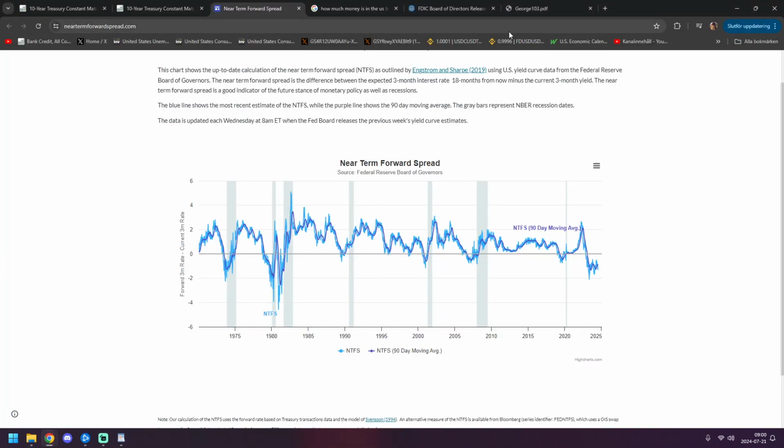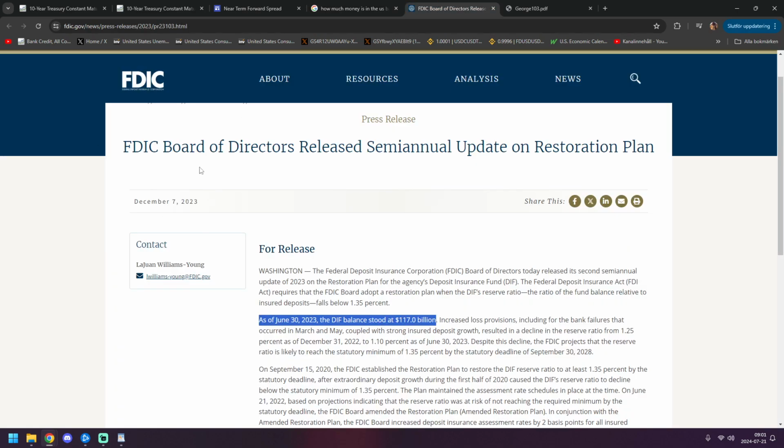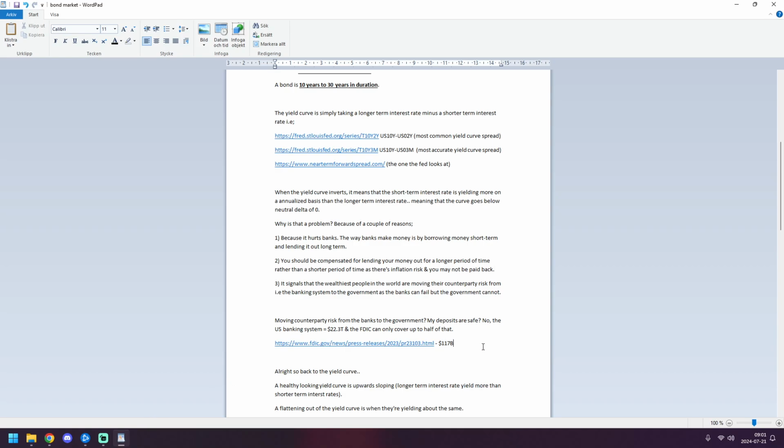So what I mean by that is this. If you Google how much money is in the US banking system, by the end of 2022, banks in the US own a combined $22.3 trillion in assets. The problem with that is this is from the FDIC website. So when you hear, oh, well, my money is insured up to 250K per bank, right? Right, but that's only up to half a percent of the US banking system's deposits. As of June 30th, 2023, the balance sheet stood at 117 billion. Okay, so that's all you had for the FDIC.